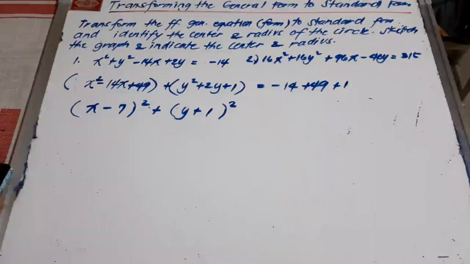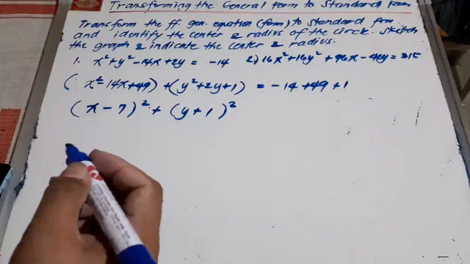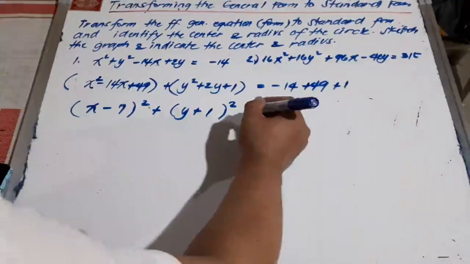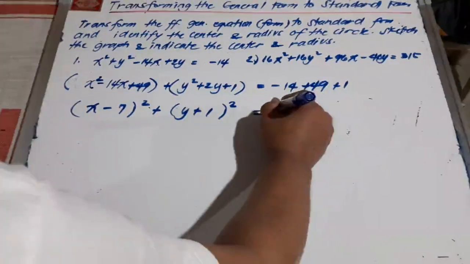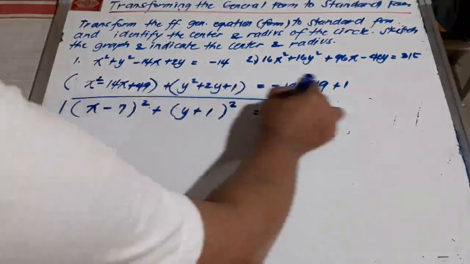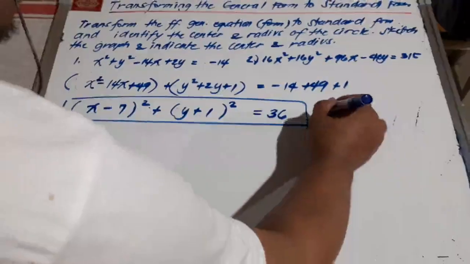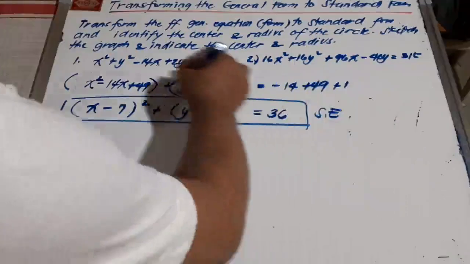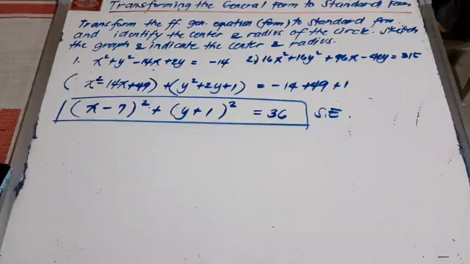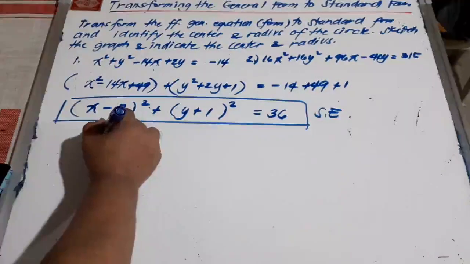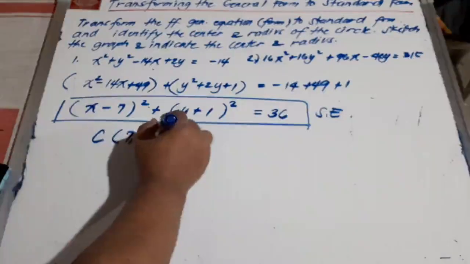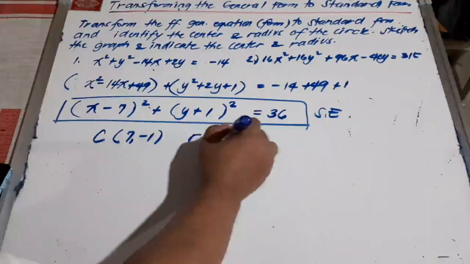Then we add yung mga terms na sa right side of the equation. We have 49 plus 1 is 50, minus 14 is 36. So this is now your standard form of the circle equation. From the general equation, na-transform natin siya papuntang standard equation. And therefore, the center of the circle is located at 7, negative 1. And the length of the radius equals 6.